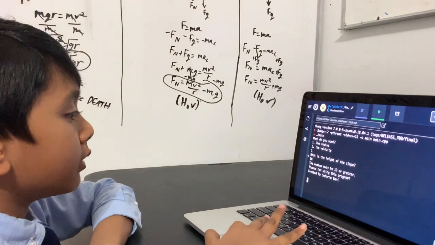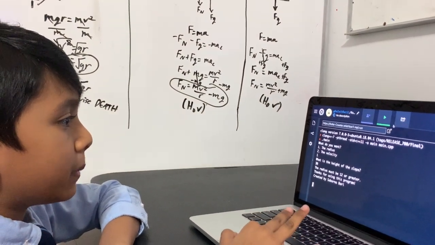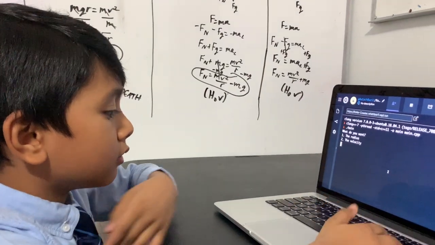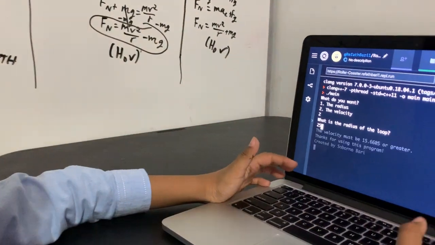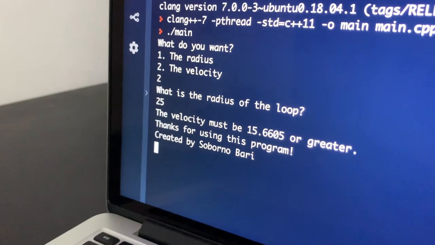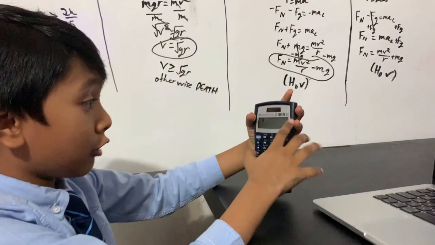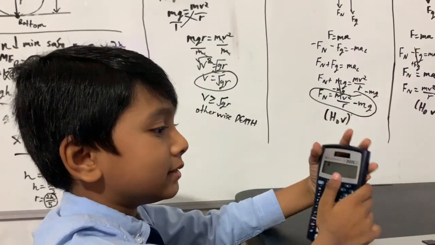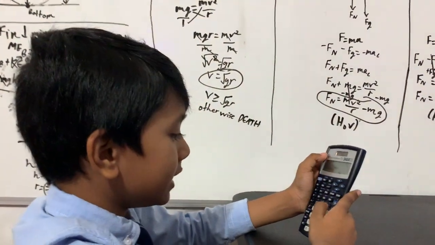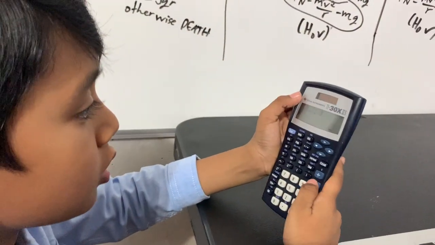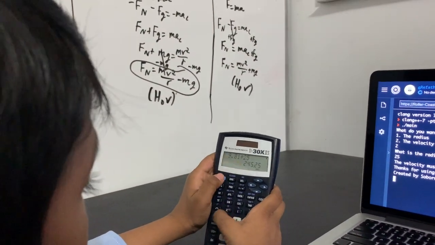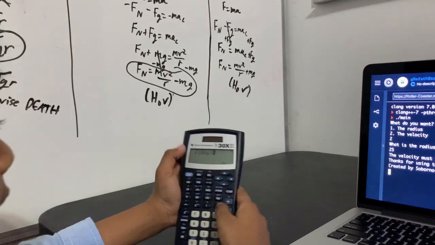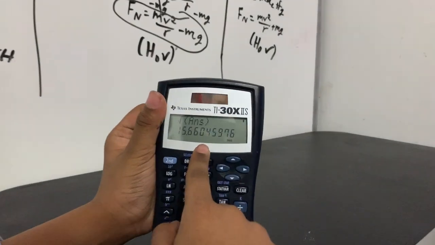Now, for the square root one, we need a calculator, because you can't do that in your head, surely. So let's go to the velocity. The radius of the loop, let's say 25. 15.6605 or greater. Let's check that using our TI-30XIIS. So G, which is 9.81, times the radius, which is 25, is 245.25. If I square root my answer, I get 15.66045997.